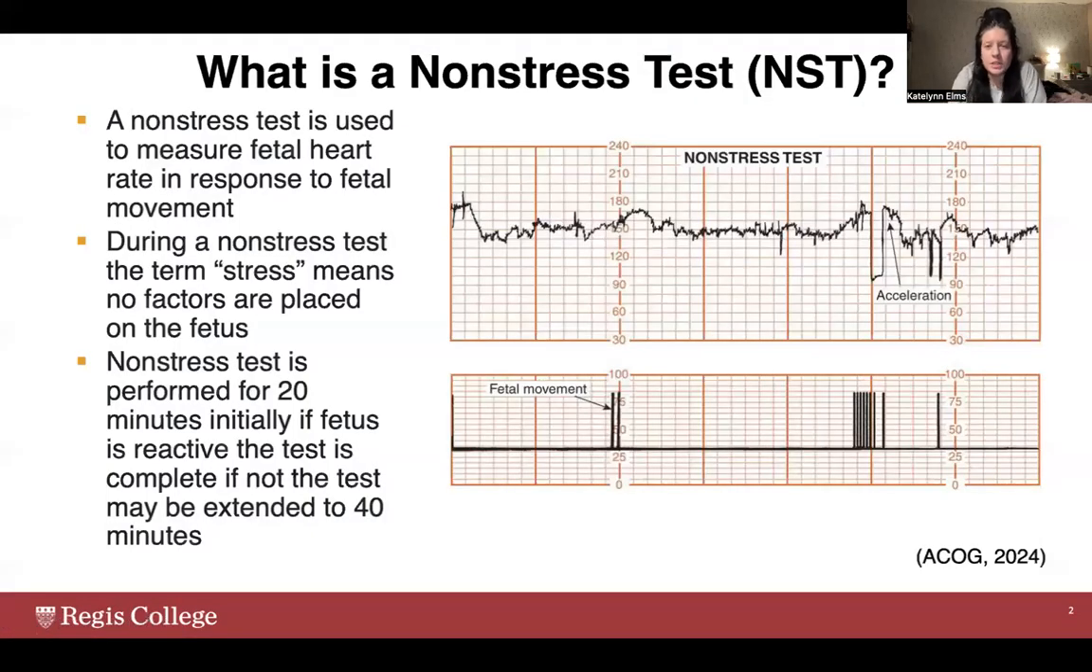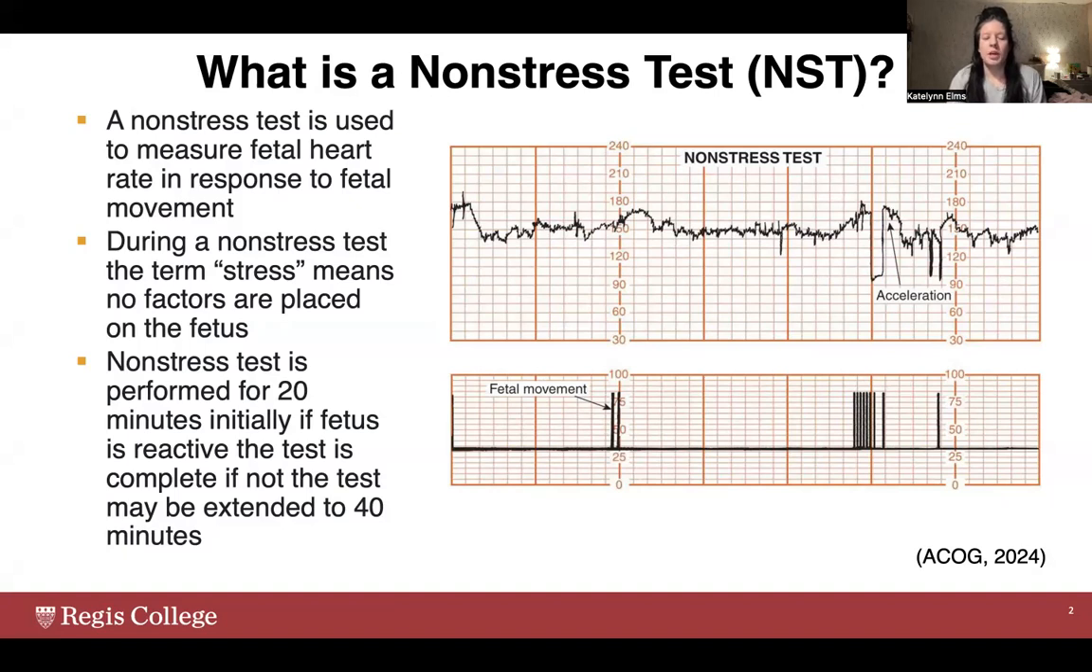So what is a non-stress test? A non-stress test is an NST, that's the abbreviation. It's used to measure fetal heart rate in response to fetal movement. During a non-stress test, the term stress means no external factors are placed on the fetus.